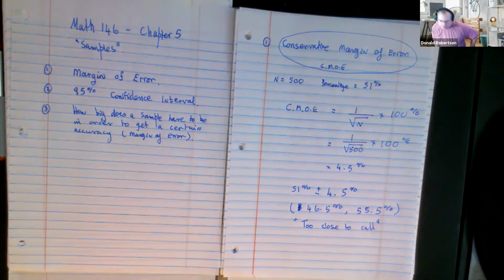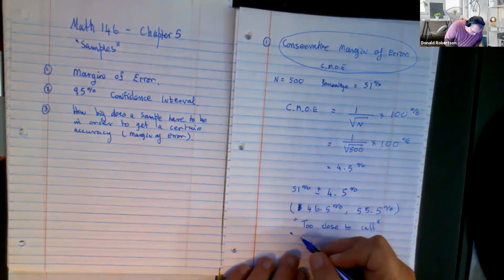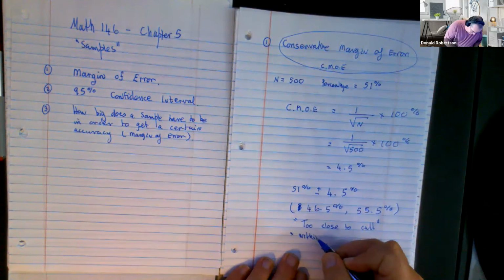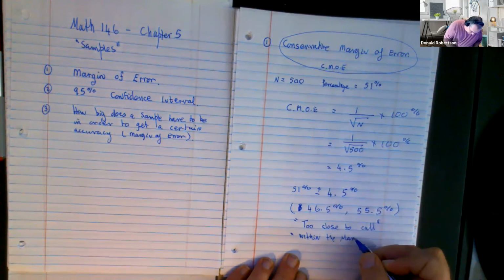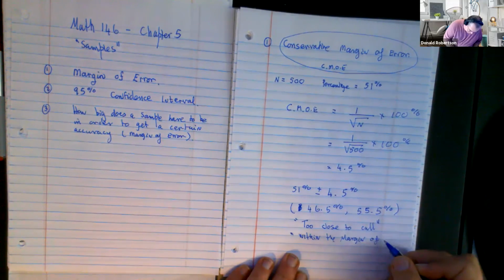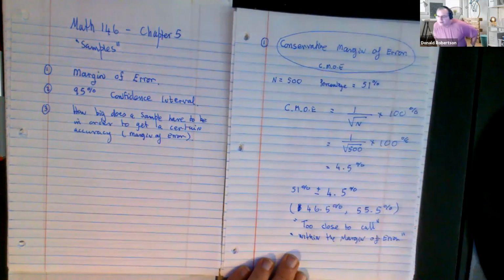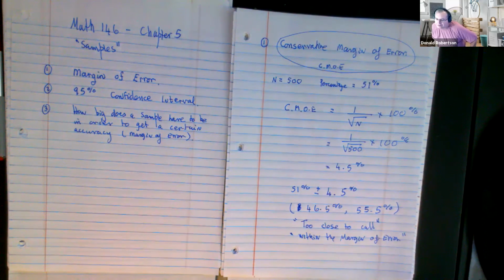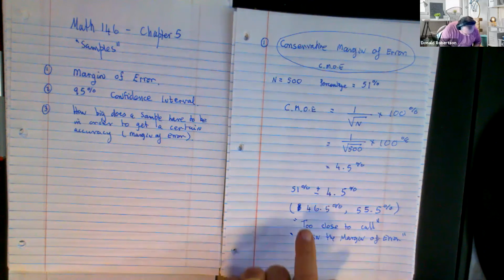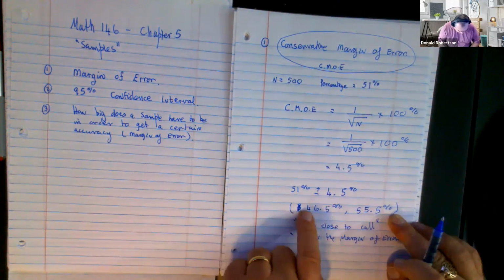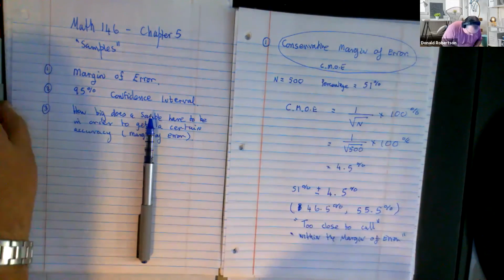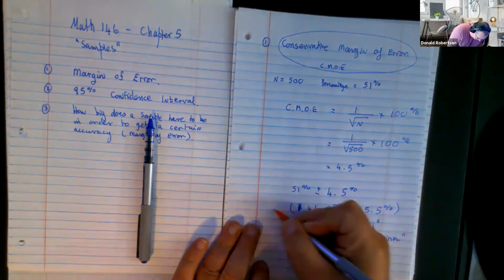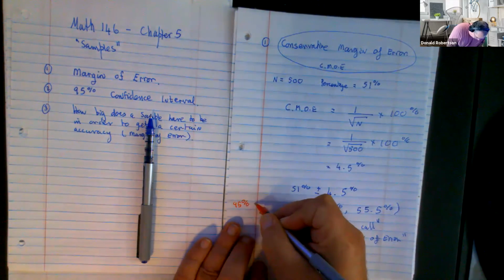Too close to call. They also will use a phrase, within the margin of error. And it's just the same idea, right? So if something is within the margin of error, doesn't that mean you can't really say for sure, hand on heart, I am certain as far as I can be that candidate A is going to win? This interval that I've got written down here, the 46.5 to 55.5, this is called a 95% confidence interval.